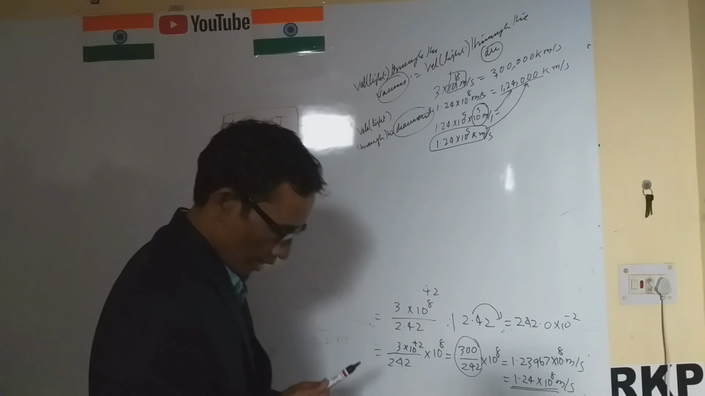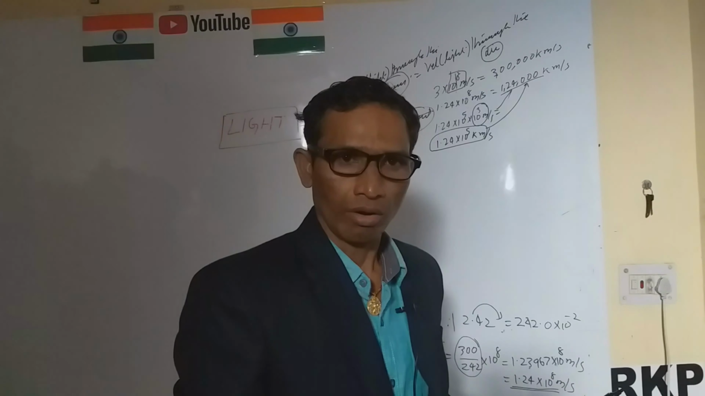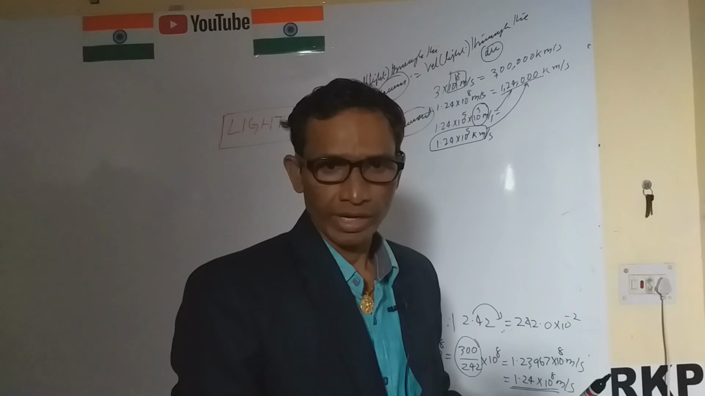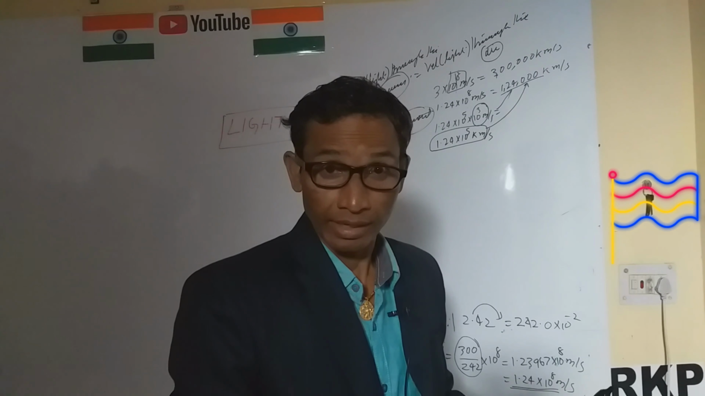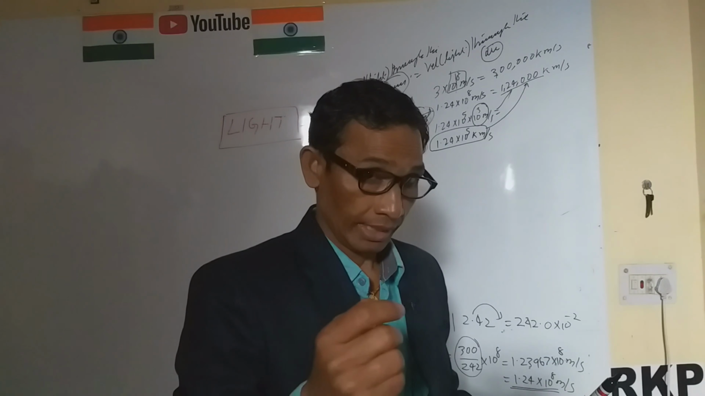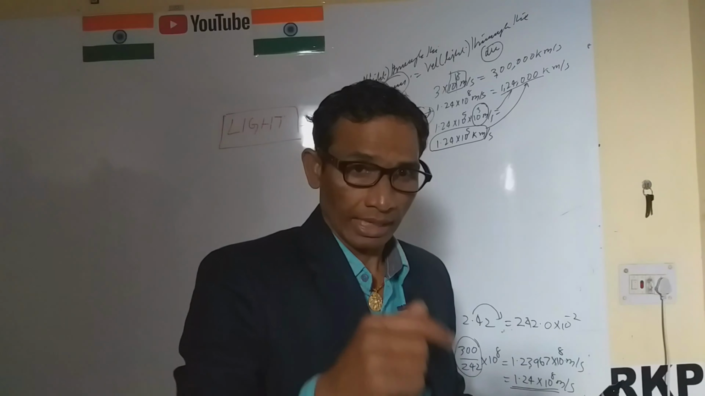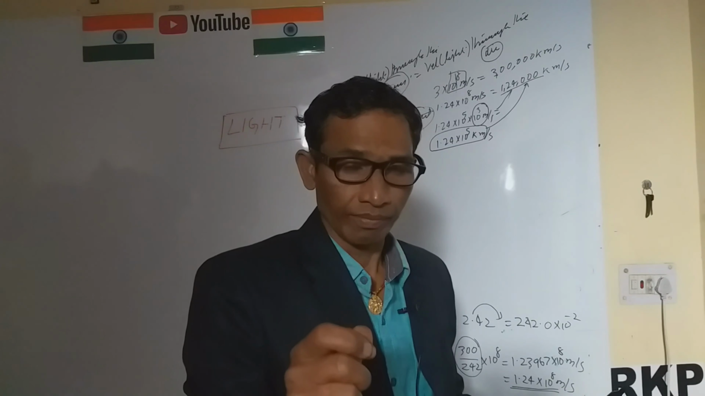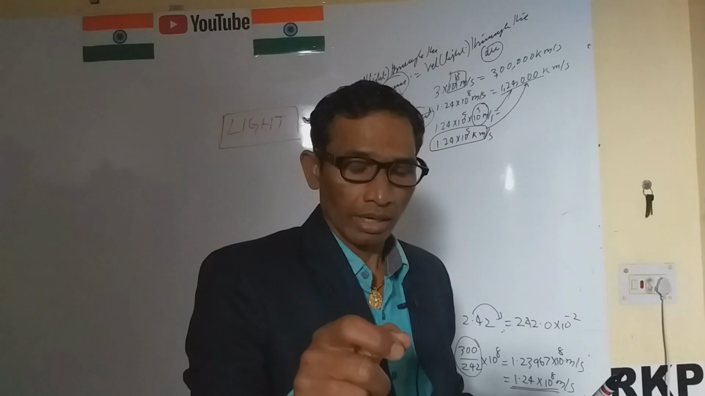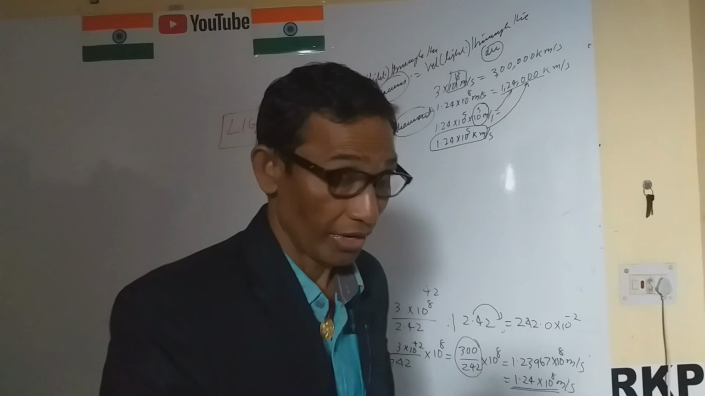So already you know that the refractive index of any transparent medium: the greater the refractive index, the greater the glittering. And the greater the refractive index, the lesser the velocity of light compared to the velocity in vacuum. It depends upon the refractive index of the transparent medium. Okay.